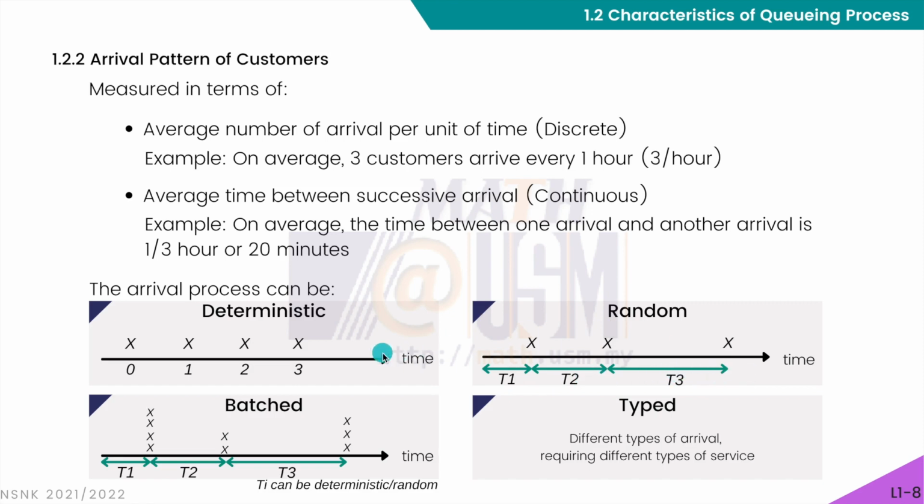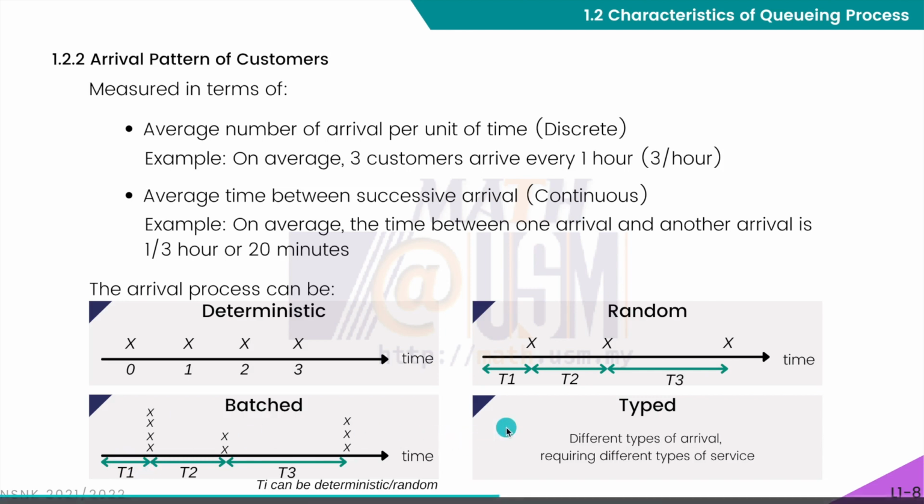Okay, the third type of arrival process is batch arrival. So for batch arrival, each arrival arrives in a batch. For example, the first batch of arrival, you have 4 customers, and the second batch of arrival, you have 2 customers, and so on. Okay, the Ti here can either be deterministic or random.